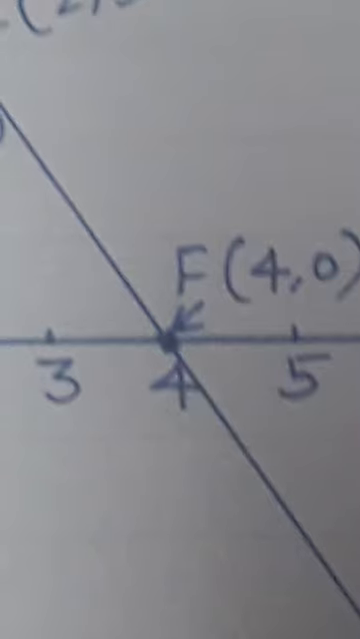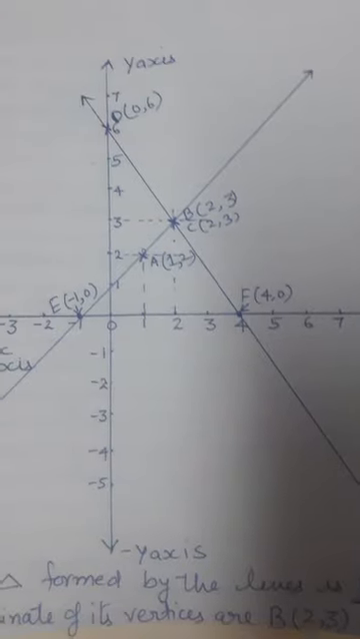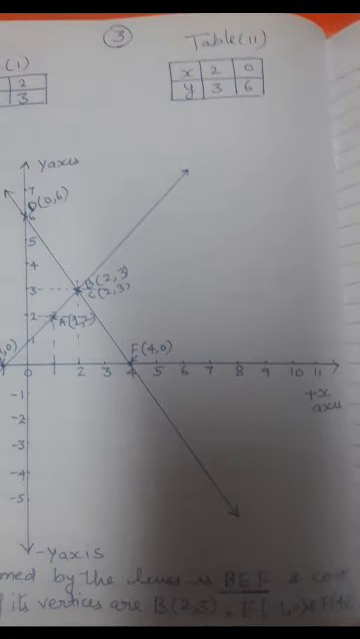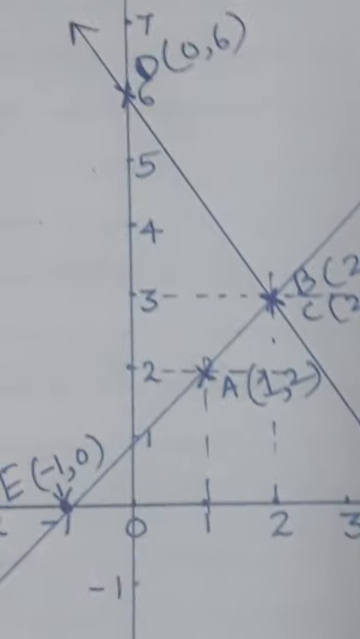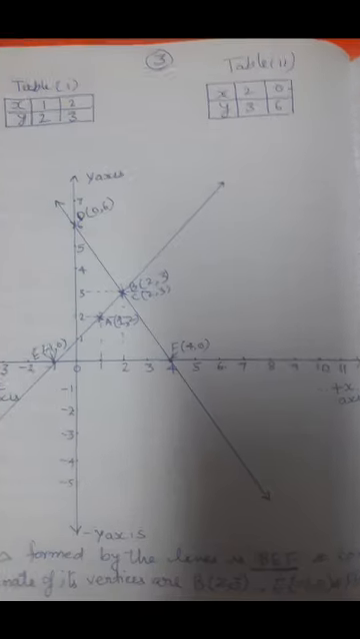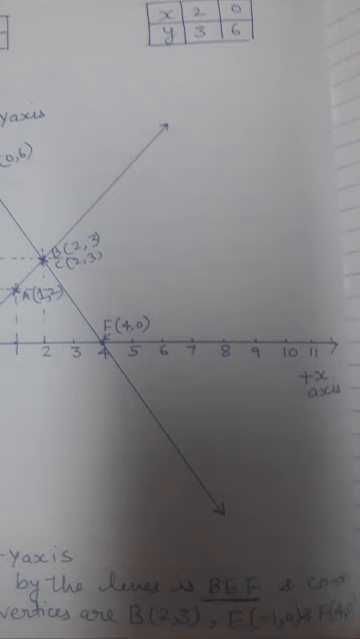Now similarly we find the other line. This line is intersecting the x-axis at point 4, which is marked on the x-axis. So the x coordinate will be 4, and always remember, the y coordinate on the x-axis will always be 0. So the coordinates of point F are 4 and 0. See here, a triangle is formed by BEF. This is point B, this one is E, and this one is F. The coordinates of B are 2, 3, the coordinates of E are -1, 0, and the coordinates of F are 4, 0.